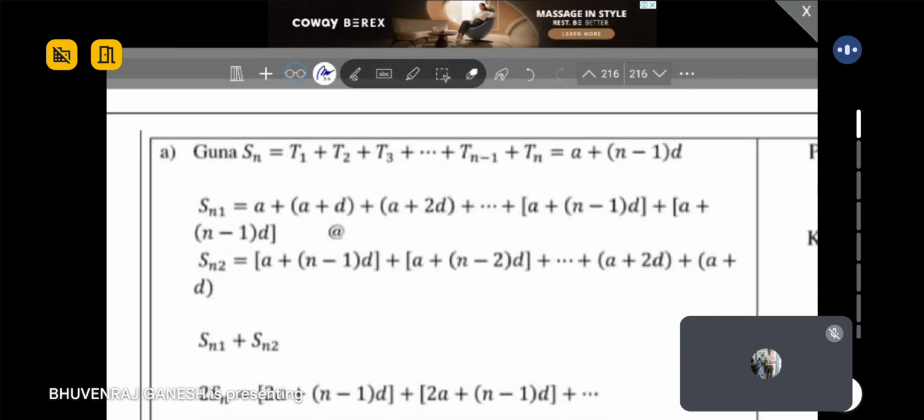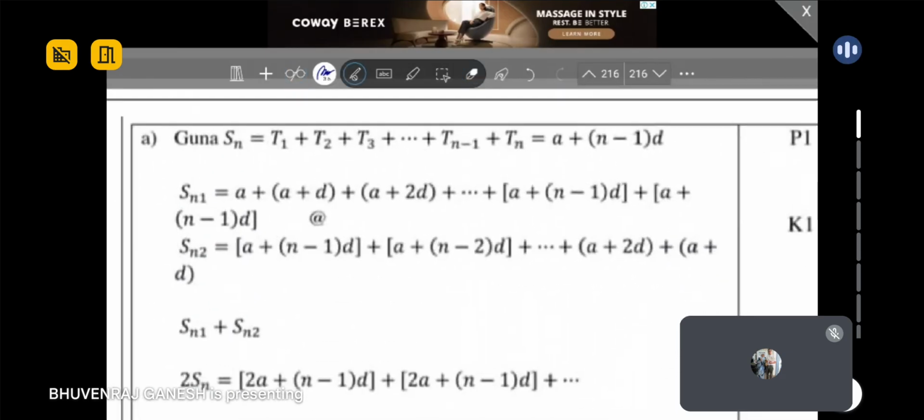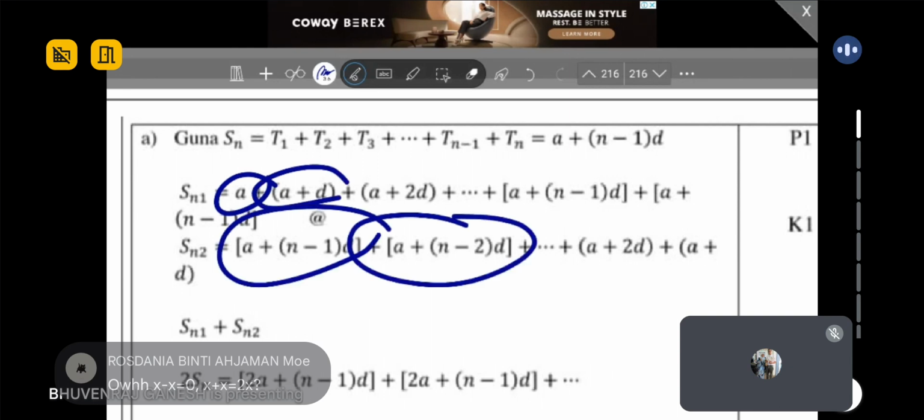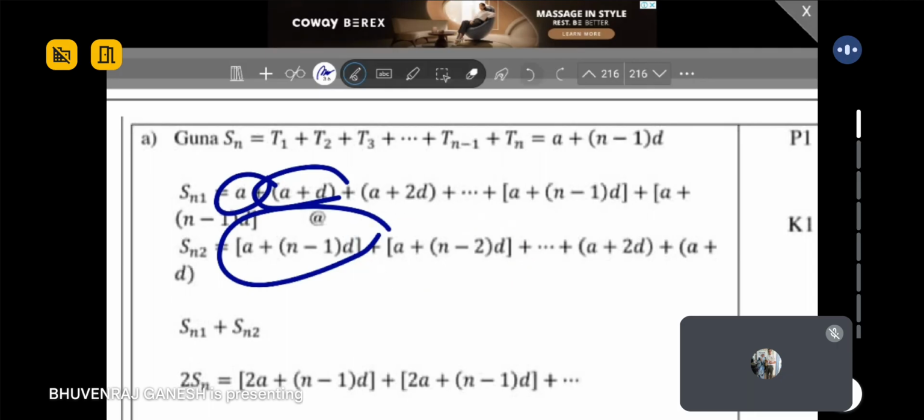Okay, so when you plus, you will get something like this. Okay, over here, when you plus, right, you no need to actually plus manually like this. Tak perlu tambah satu per satu. Okay, sebab dia sangat panjang. It's very long. Okay, am I right?